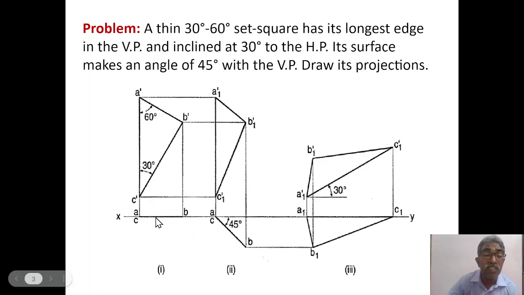So here the plane is in a vertical plane. That's why the front view is on the top of the xy line. You have to draw the top view on the xy line. So this is the top view. This is the top view. That is the surface in a vertical plane.